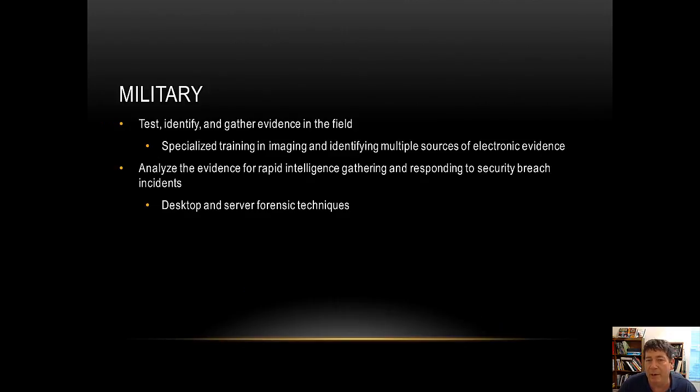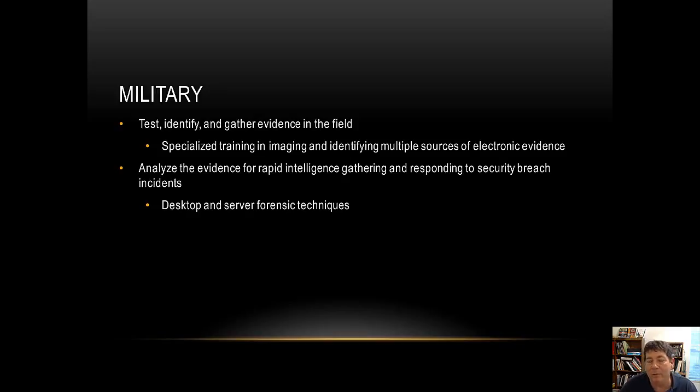The military application of digital forensics, in general, is quite different than the civilian application of digital forensics. For instance, most of their work happens in the field. They have to test, identify, and gather evidence in the field. Please note there's a big difference. They don't necessarily have to protect their data the way you do in a civilian case. They also don't necessarily have to protect against altering the data inadvertently. In a court of law, that would mean that the evidence would get thrown out.